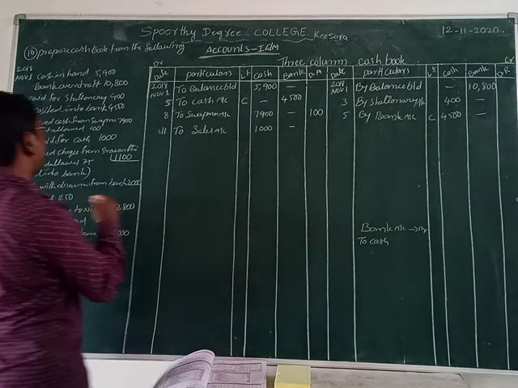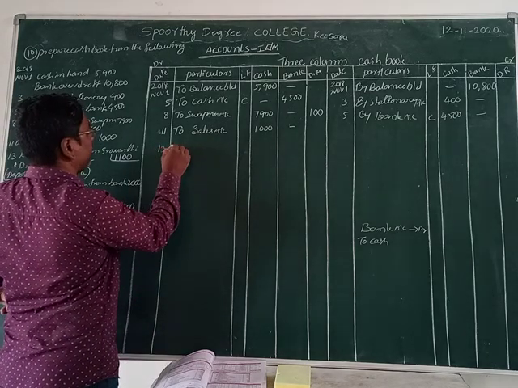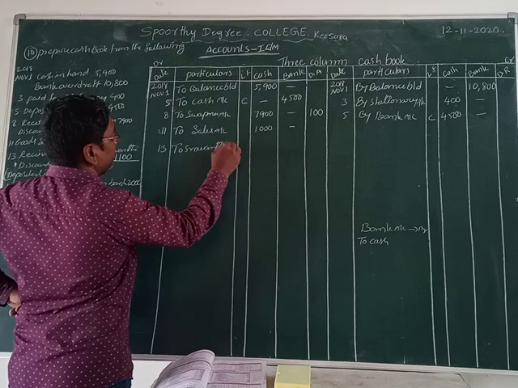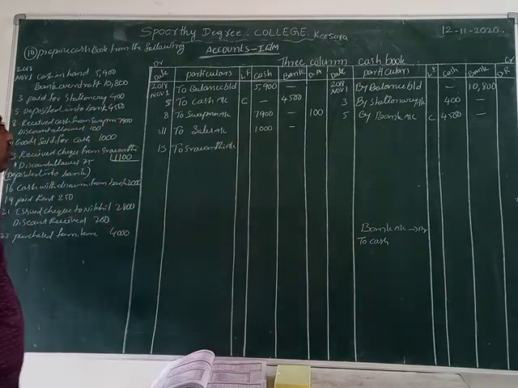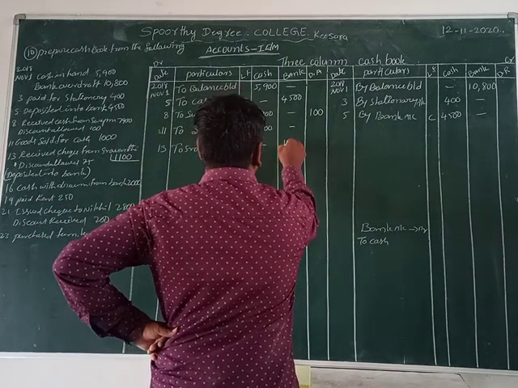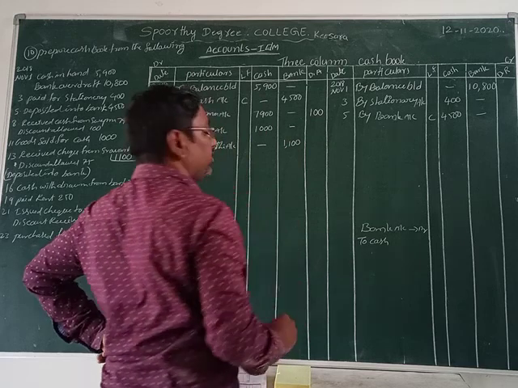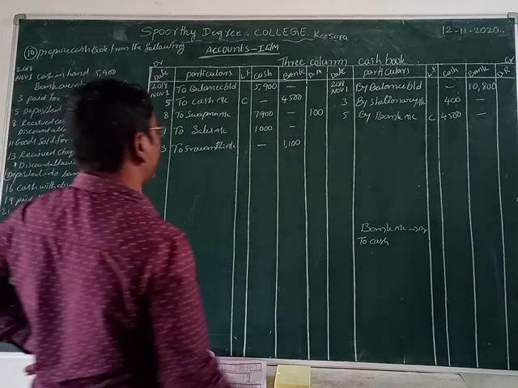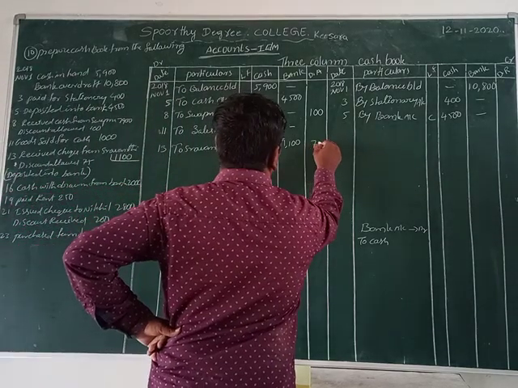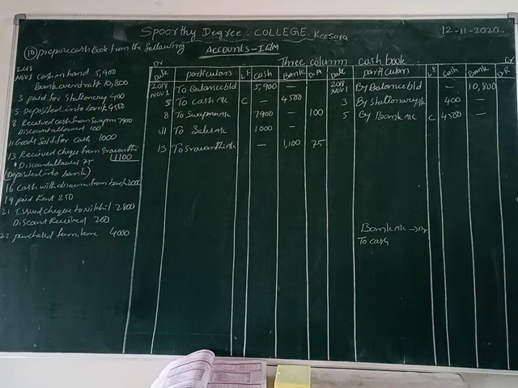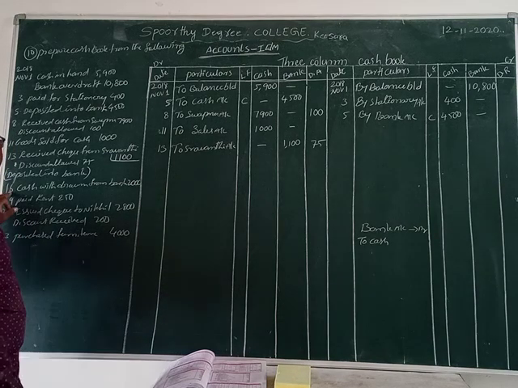How can we record that? To Shravanti account. What is the amount of the check, students? We record it into the bank column. 1100 rupees is there. Now what is the discount amount? 75 rupees. Discount allowed is 75 rupees. That's why you record it in the discount allowed column. Okay now. Next one, 16th date.